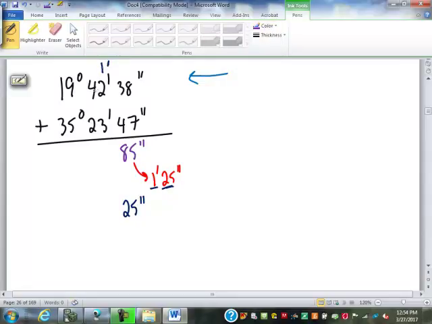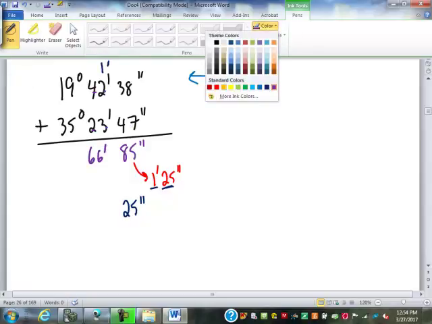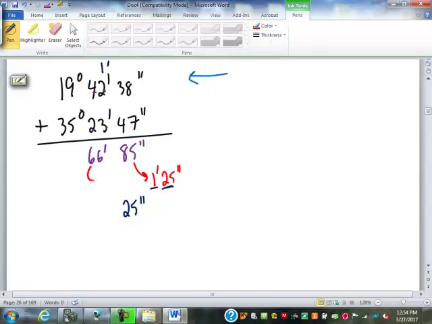Now I have the 1 and the 42 is 43. Plus 23 is 66 minutes. Now, once again, that is more than a degree. I can get 60 out of there once. That's 1 degree. With how many minutes left over? 6. So once again, I'm going to keep part of it. I'm going to keep the 6 minutes, and I will carry the 1 degree.